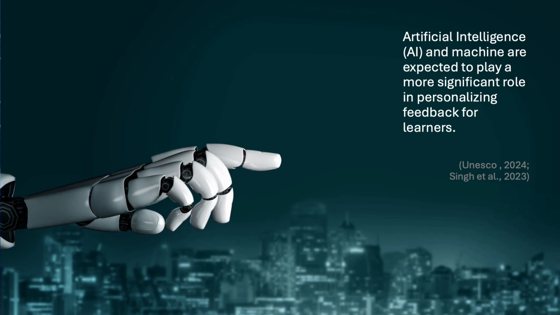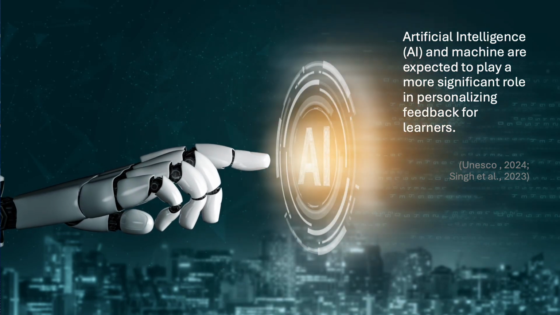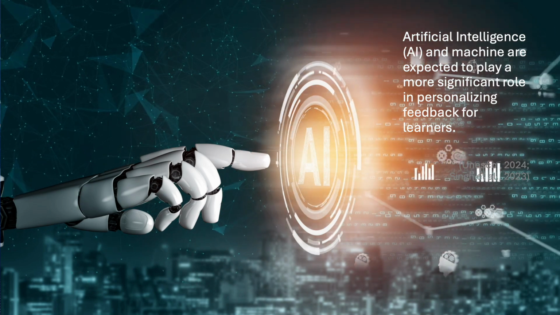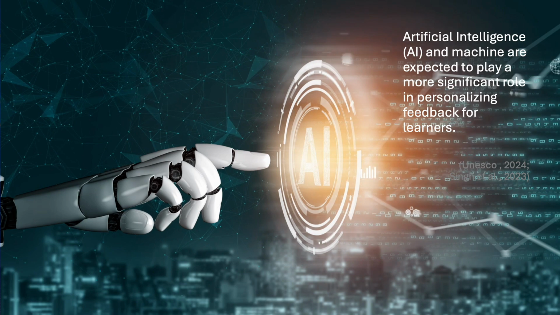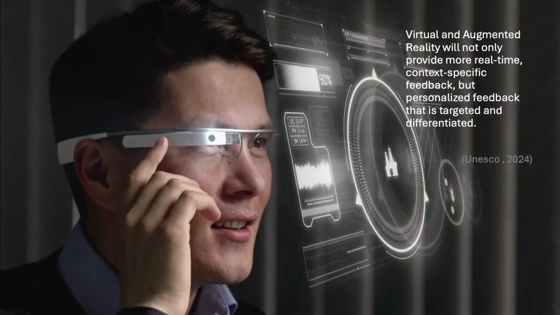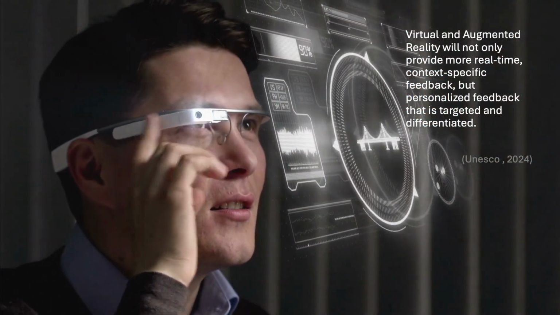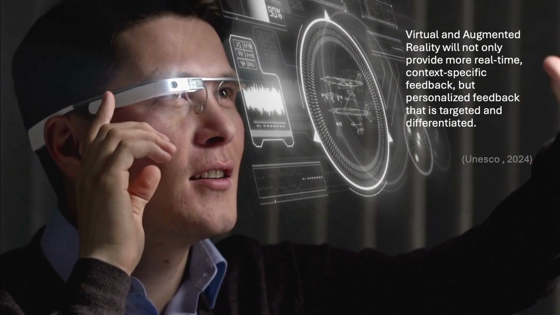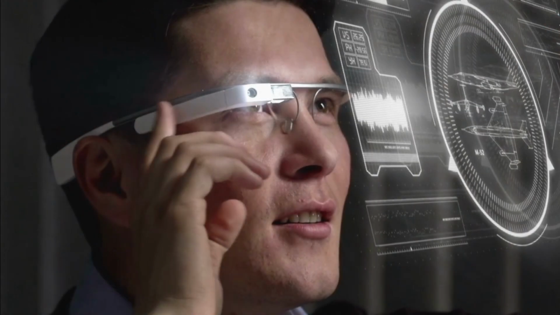So artificial intelligence and machine learning are expected to play a more significant role in personalising feedback for learners, providing tailored solutions to specific needs and learning styles. Virtual and augmented reality will not only provide more real-time context-specific feedback, but personalised feedback that is targeted and differentiated. For example, an aeronautical student could receive immediate feedback on their technique during an assessment, allowing for instant corrections and a more hands-on learning experience.